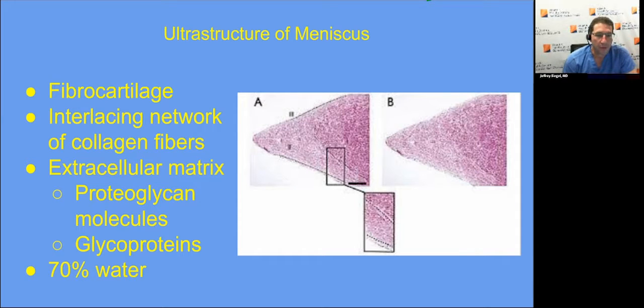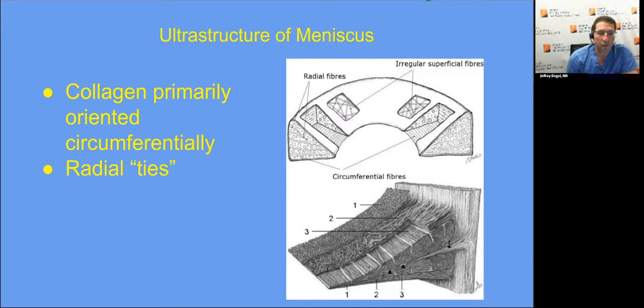Just to review the histology, the menisci are made up of fibrocartilage. It consists of interlacing collagen fibers, primarily type 1 collagen. The extracellular matrix of the menisci consists of proteoglycan molecules as well as glycoproteins. But by weight, the menisci are about 70% water.